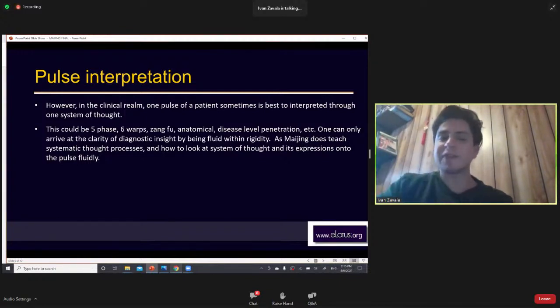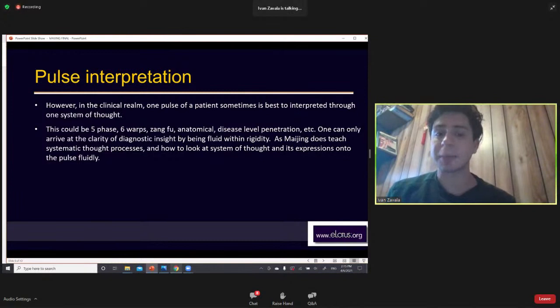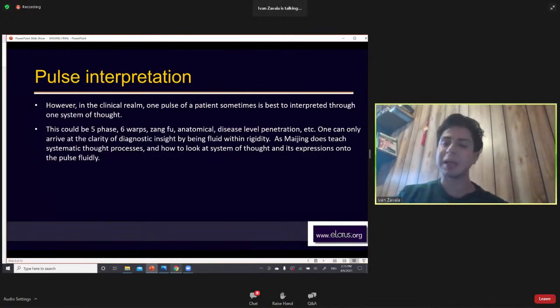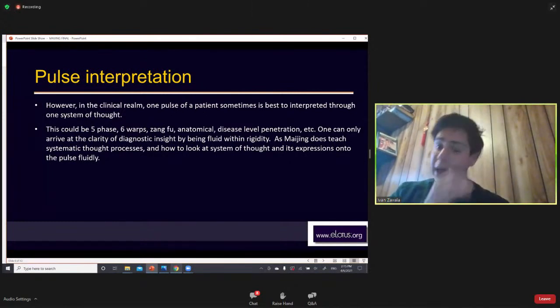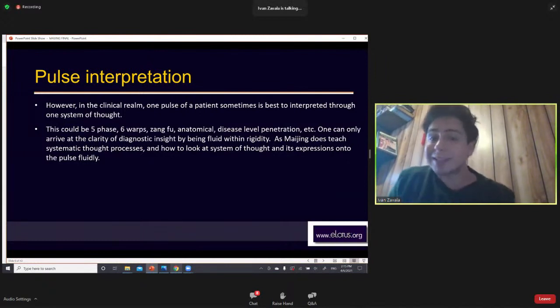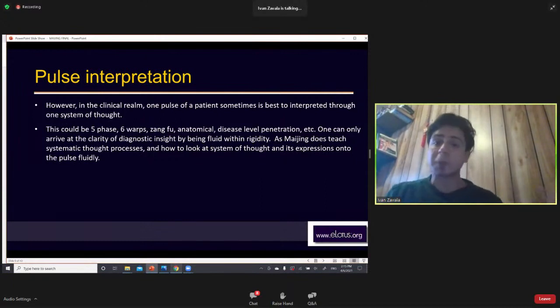This, of course, as I said, could be five-phase, the system of interpretation with six warps, or what they call six stages, Liujing, Zhang Fu, sometimes anatomical, right? A slippery pulse in the right chun could just be phlegm in the chest, for example. It has nothing to do necessarily with the lung, right? Although phlegm in the chest might be affecting the lung, it might have nothing to do with it. A slippery pulse in the right chun might be a mass, right? I treat a breast cancer patient, and she always has the slippery, rapid right chun pulse, and that's the metastatic breast cancer, right? It has nothing to do necessarily with the lung. It has to do with the chest, the chin positions of the chest. So that's an anatomical perspective.